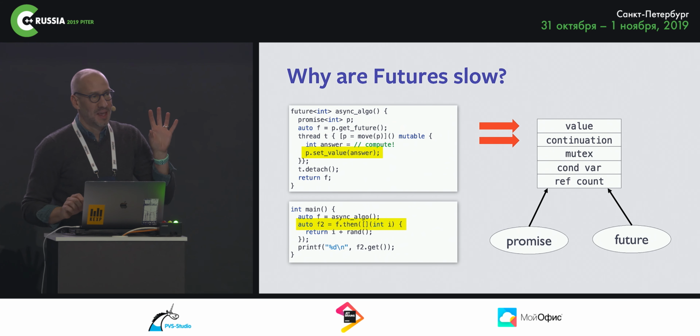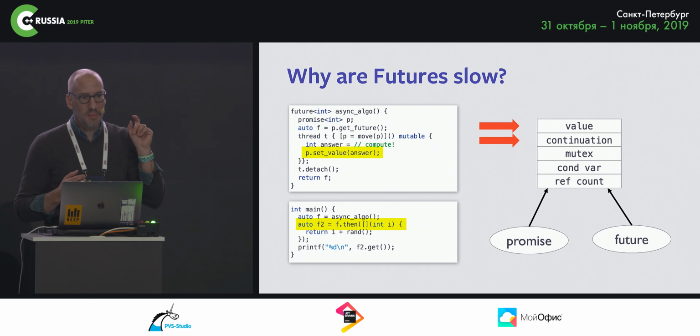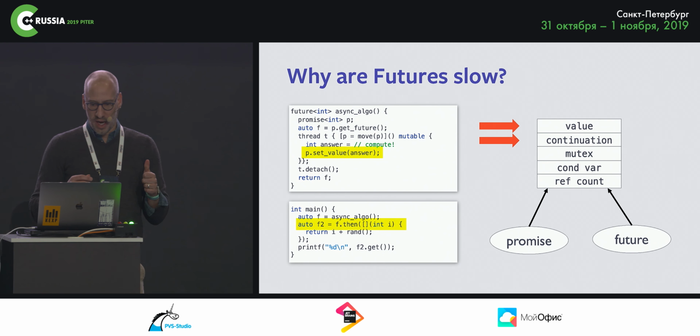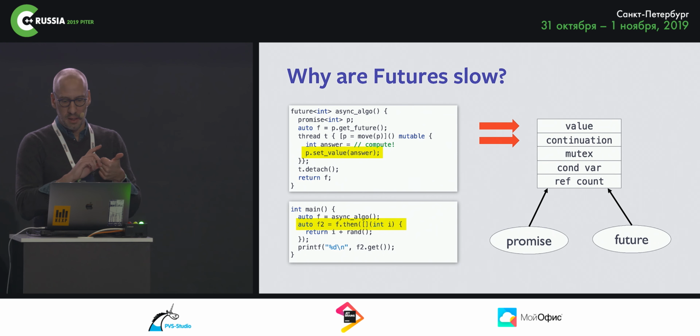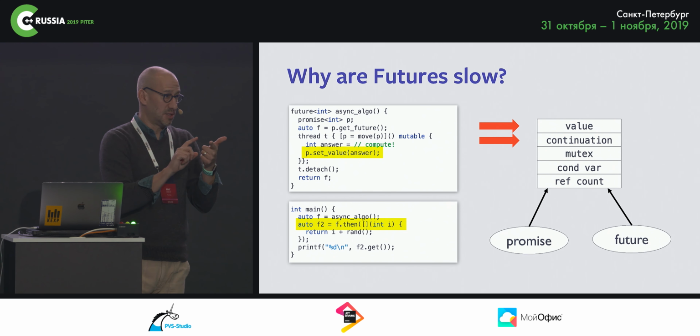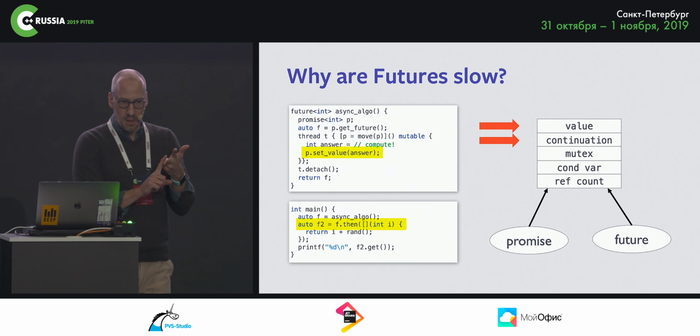Sorry. So you also need the condition variable, and you need a reference count because this is shared memory. So you have an allocation, you have a mutex and condition variable, so you have locking, you have reference counting, right?